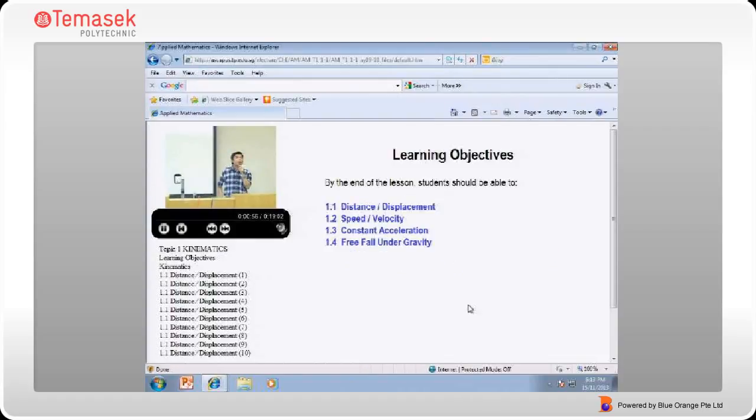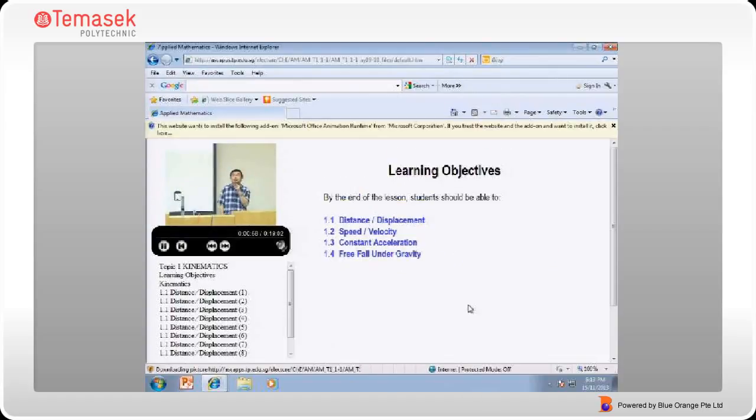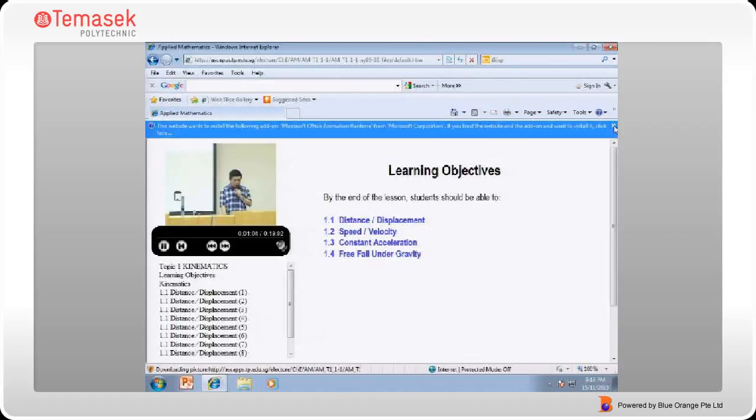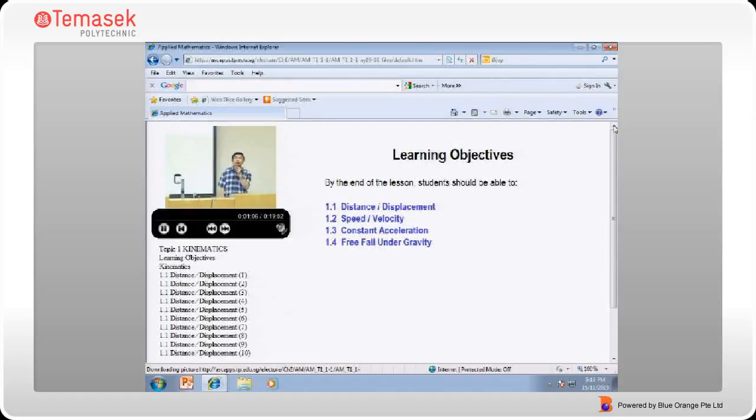Okay, so in topic 1 we have 4 different subtopics. First we will deal with distance and displacement. Alright, you need to learn to differentiate between the two. And after that we will do speed and velocity. And if there's time we will handle acceleration. If not, then we will carry on and finish up next week. Alright, acceleration and then free fall under gravity.